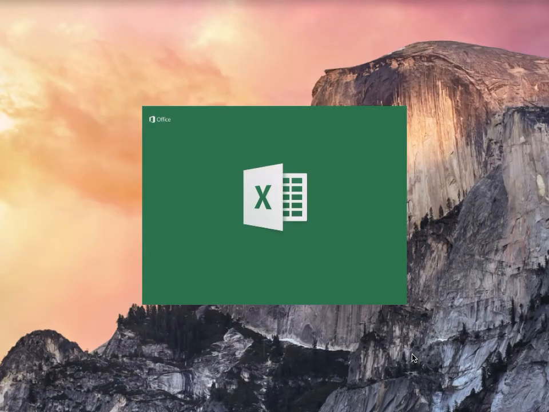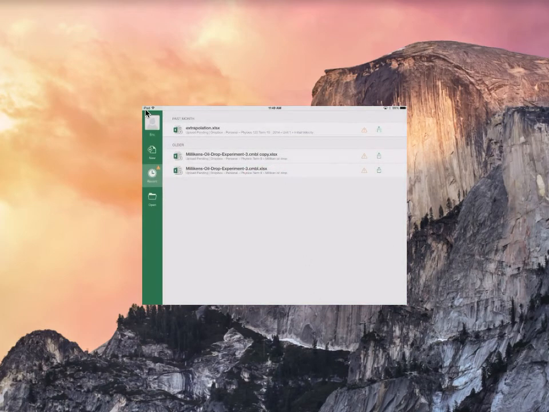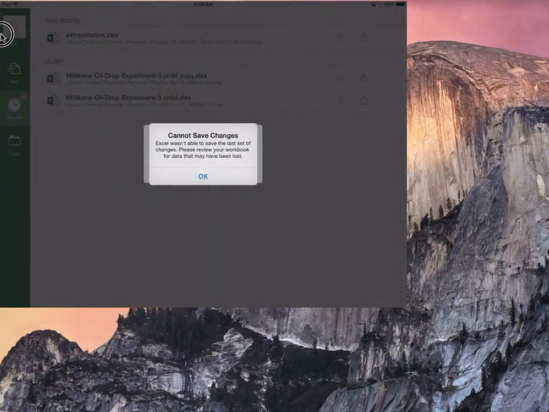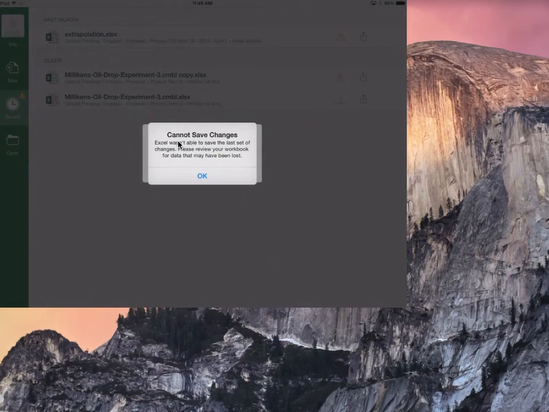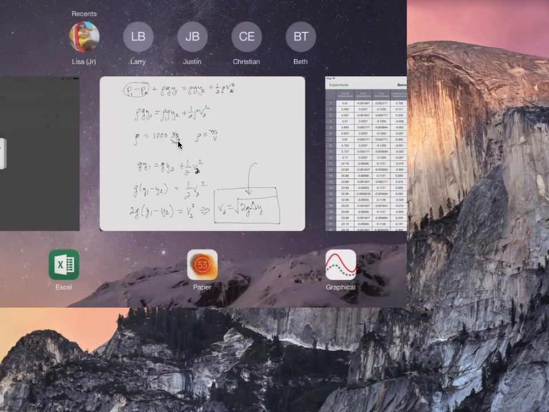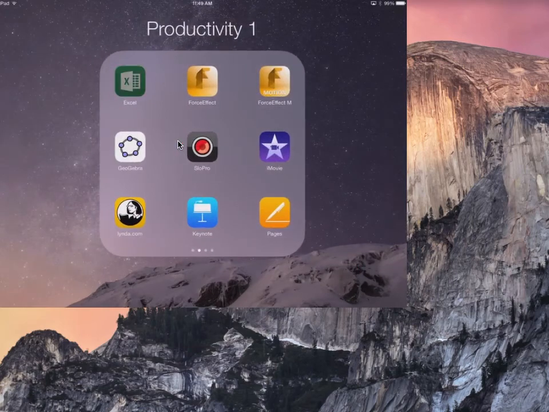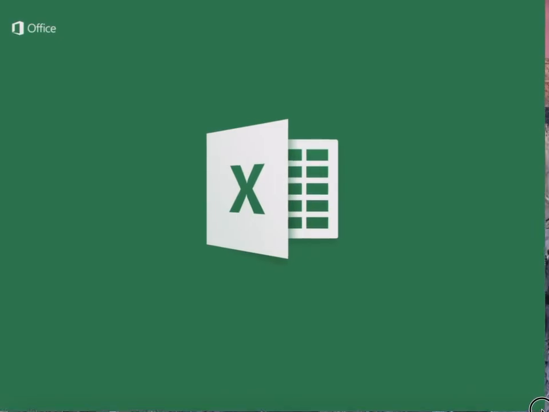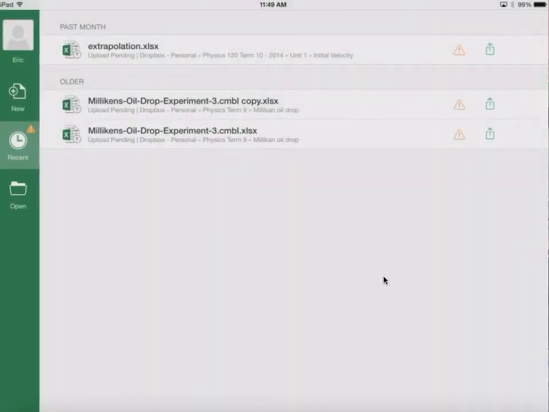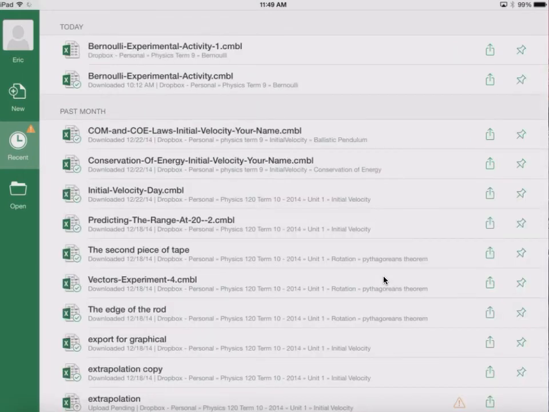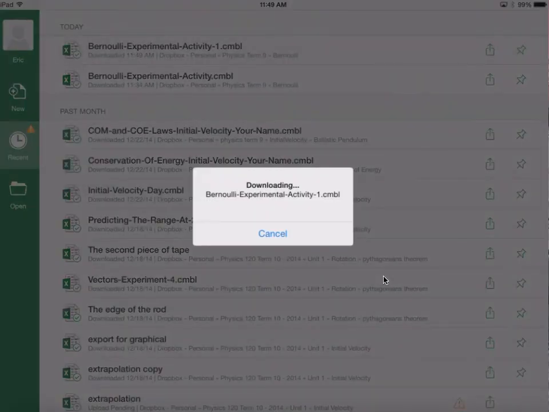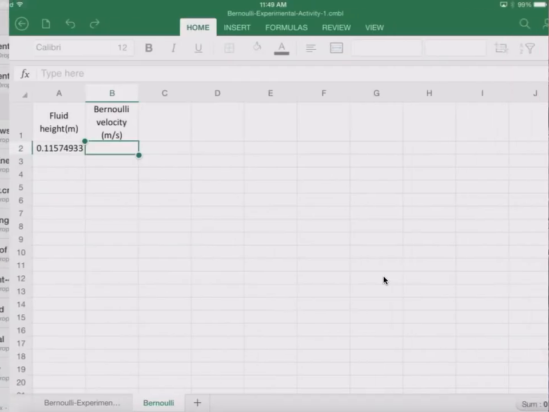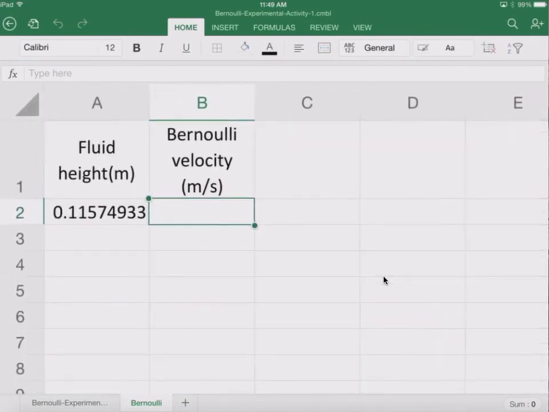My computer just crashed, but let's see. I'll just close it and then open it up again. It should open. So I think we had Bernoulli's experimental activity number 1. Okay, so our information was saved.